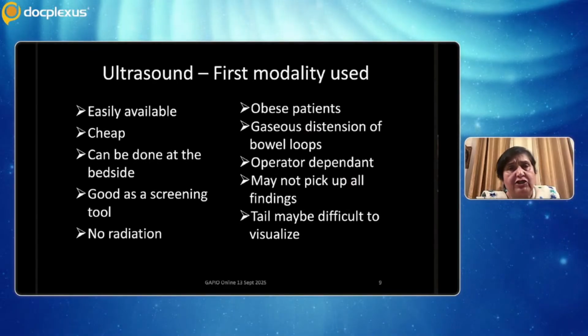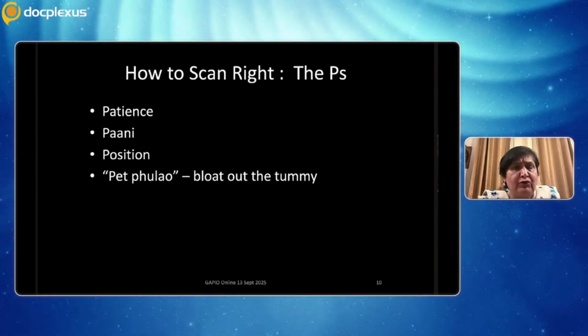Ultrasound is usually the first modality used because it's easily available, cheap, can be done at the bedside, and is good as a screening tool. Of course, there is no radiation associated with it. However, certain drawbacks are there. In obese patients, it may be difficult to see the pancreas. If there is gaseous distension of bowel loops, which invariably is there, it may be difficult to see the pancreas. It's operator dependent to some extent, may not pick up all the findings, and the tail sometimes may be difficult to visualize. So how do you scan right?